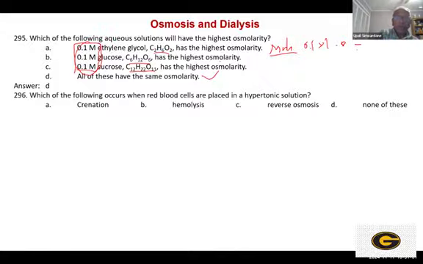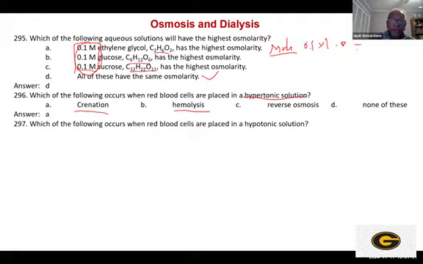Which of the following occurs when blood cells are placed in hypertonic solution? Hypertonic means concentration higher. Therefore, water is passed from the cell to the outside. When water is passed to the outside, the cell becomes smaller. So A should be the answer. This is hemolysis in hypertonic solution. Which of the following occurs when red blood cells are placed in hypotonic solution? That's hemolysis.